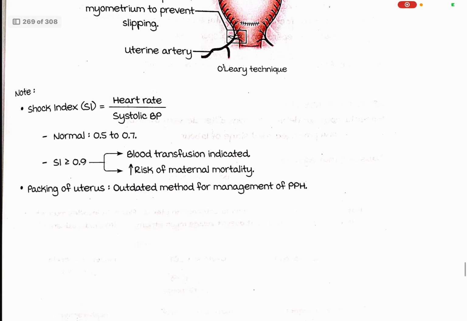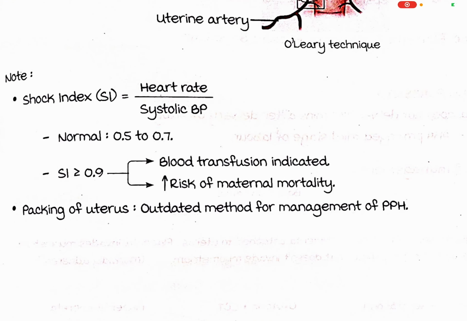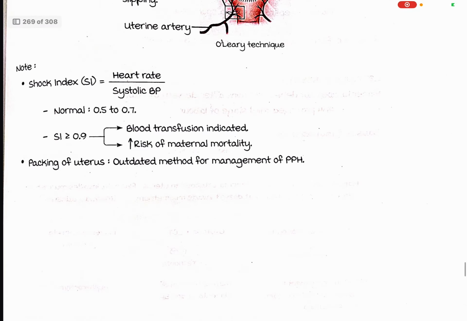Note, shock index is heart rate upon systolic BP. Normal is 0.5 to 0.7. Shock index more than 0.9 means blood transfusion is indicated, with risk of maternal mortality. So you have to divide heart rate by systolic BP. Packing of the uterus is an outdated method for management of postpartum hemorrhage.